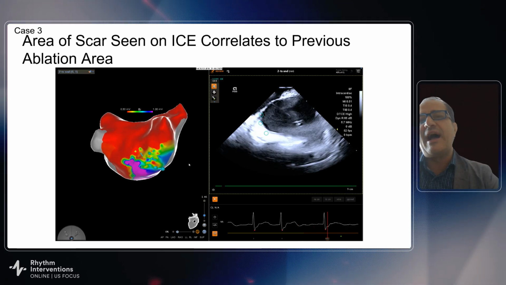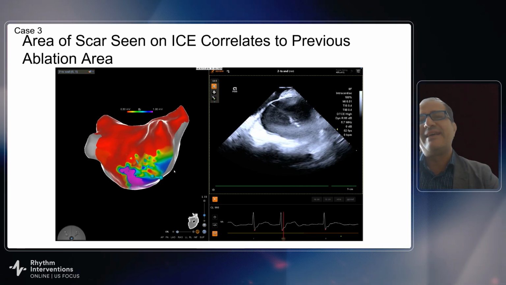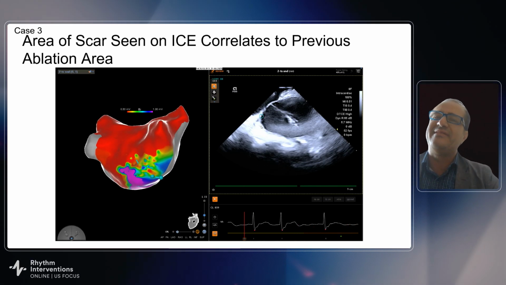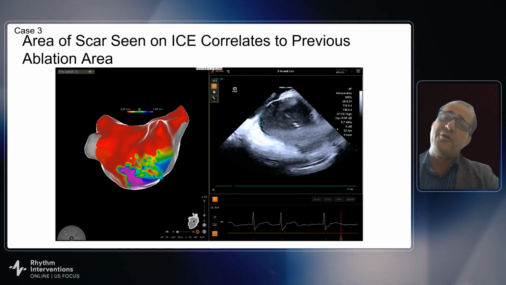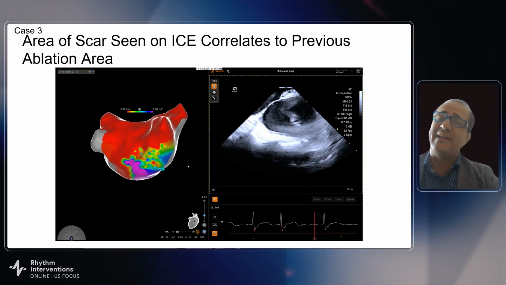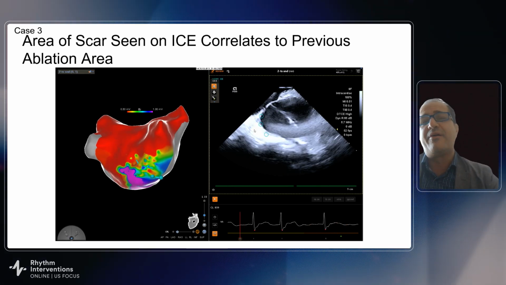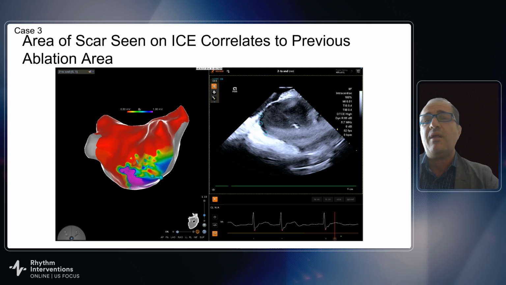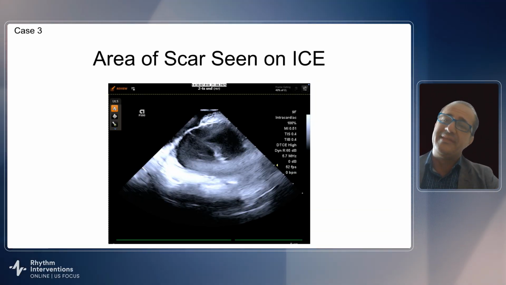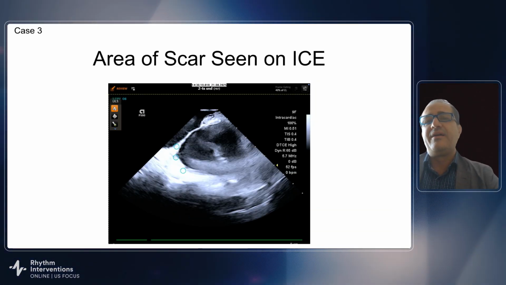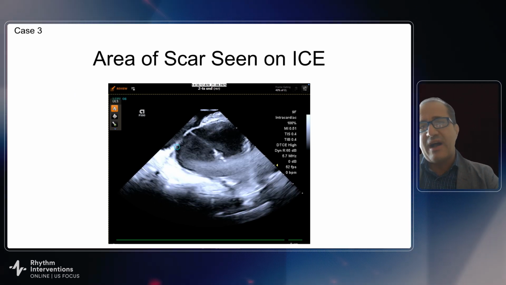You can see actually how the ICE has an area of echogenicity that gives us information of voltage, because this is the area that was previously burned at the prior RF ablation in the posterior wall, and now we had to go anteriorly. And again, this is really the area of scar.